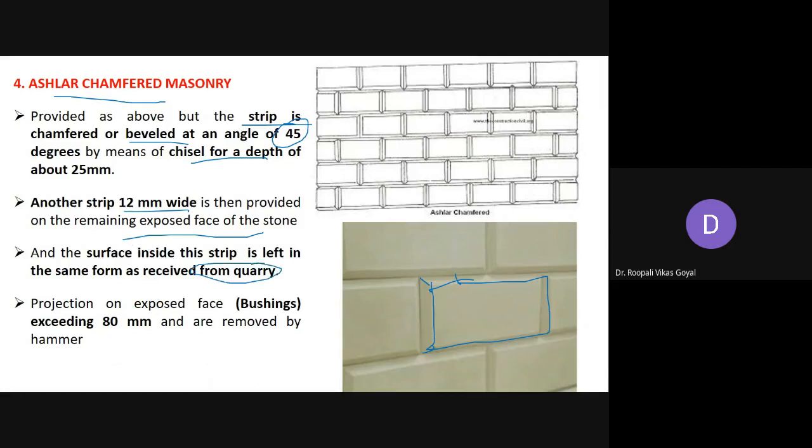So basically, this particular beveled strip or the chamfered strip, which is provided at 45-degree angle, and with the depth of around 25 mm, and another strip of 12 mm is additionally provided on the exposed surface. And the projection of the exposed surface, which are bushings, it should not be exceeding 80 mm, and that can be removed by the hammer.